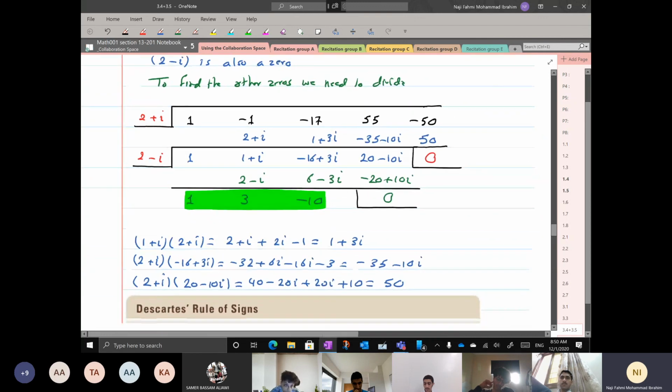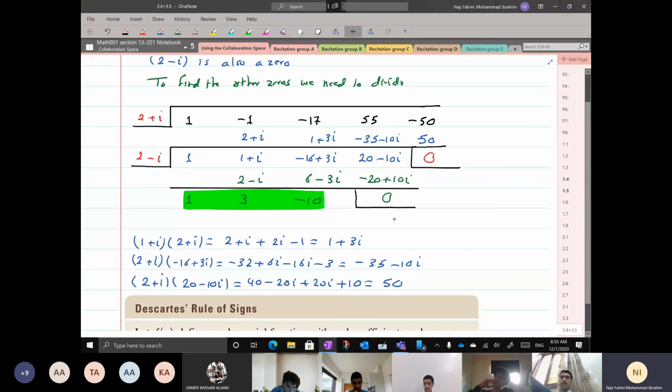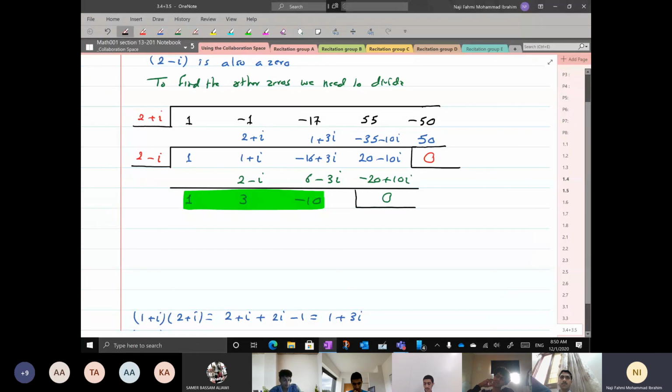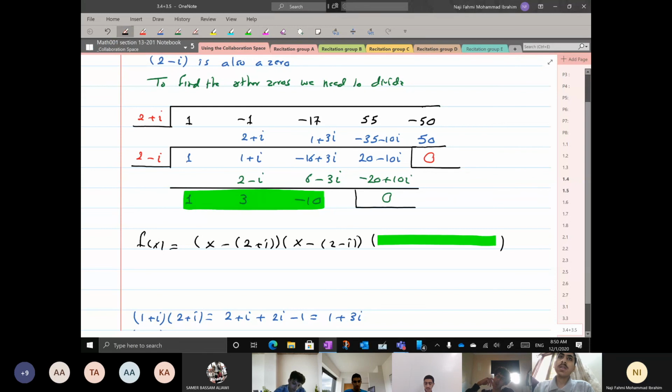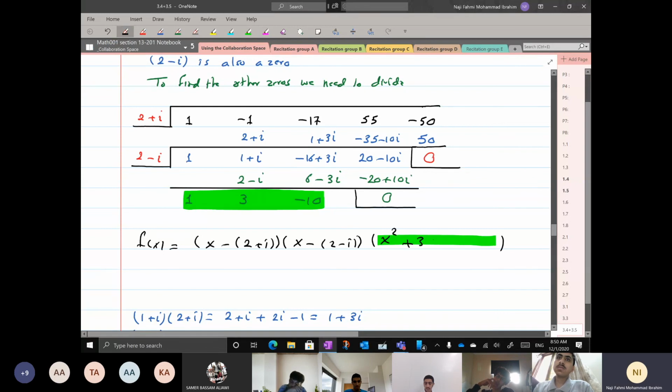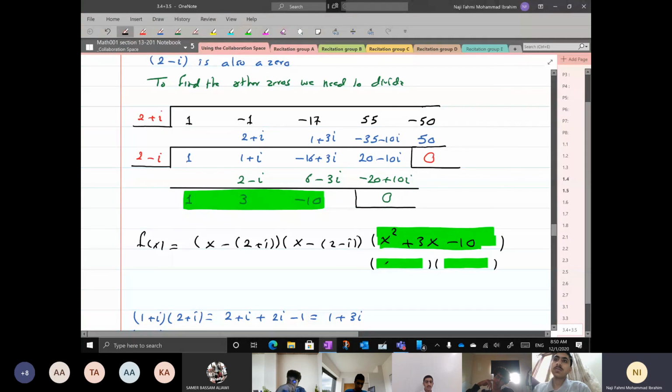So how can I write my polynomial now? Can I say the following now, that f of x is equal to x minus 2 plus i, x minus 2 minus i multiplied by the green one. And what's this green one? x squared plus 3x minus 10. Can we factor this green thing? Yes. x minus 2 and x plus 5. Thank you very much. And we are done.